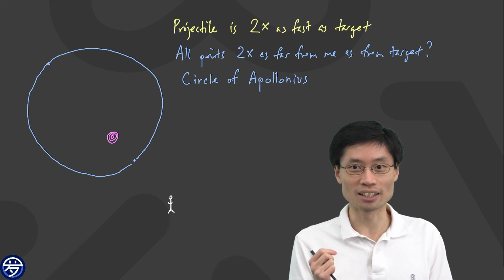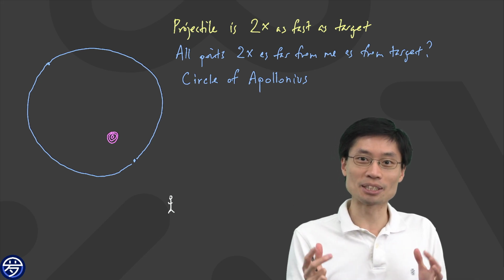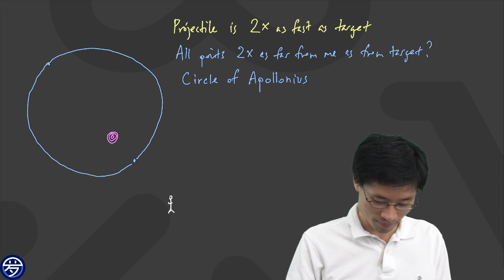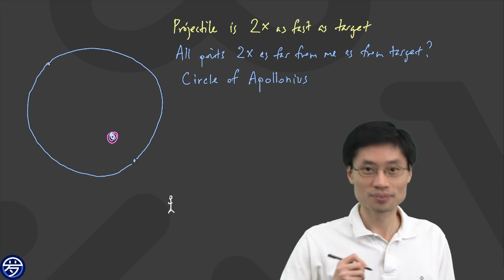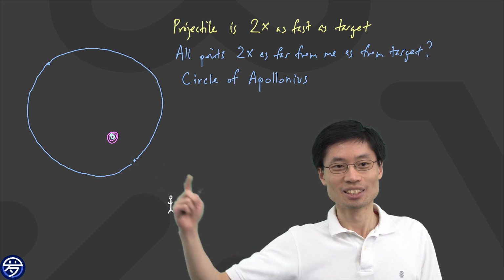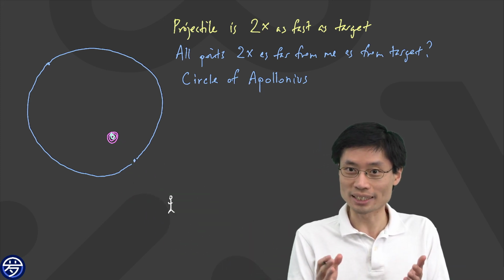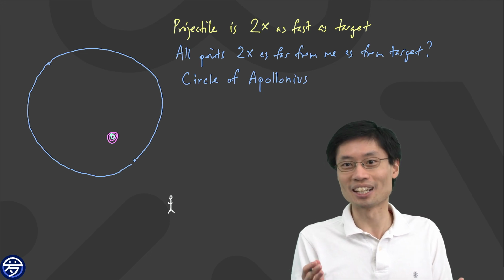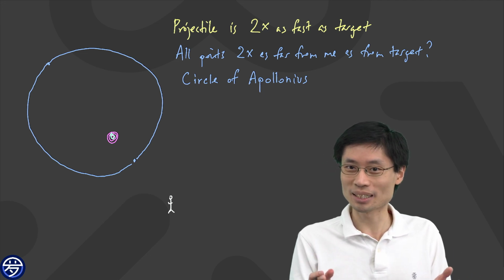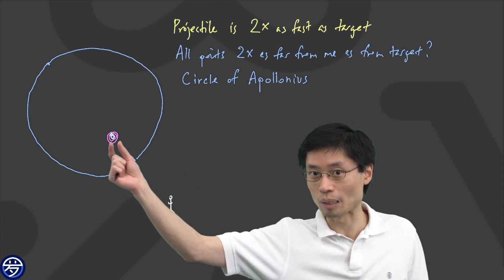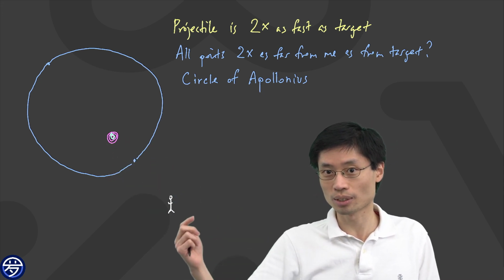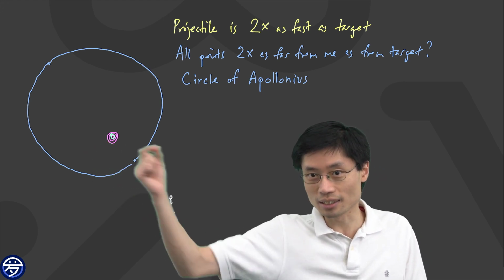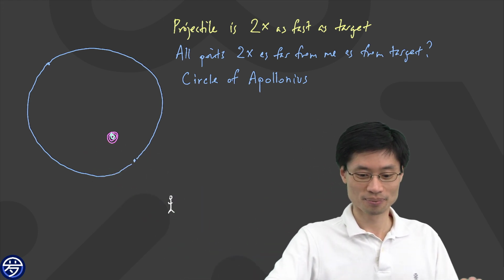If my projectile is 50 million times as fast as the target, guess what my circle looks like? It looks like that. And that makes sense. If your projectile is 50 million times as fast as the target, you could just aim at where the target was. It's probably close enough. Does that make sense? So this is a circle of Apollonius if I'm asking what are the points where the ratio between distance to me and the distance from the target is like 50 million.